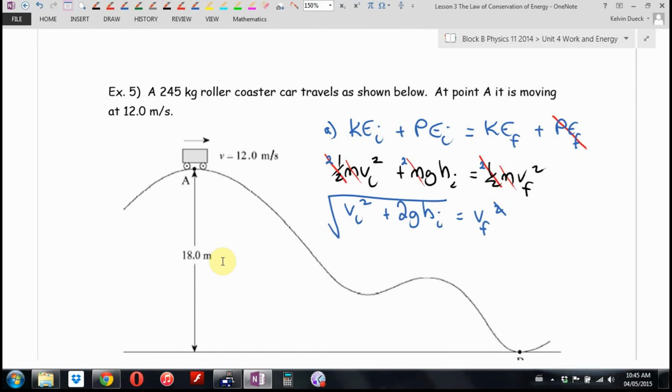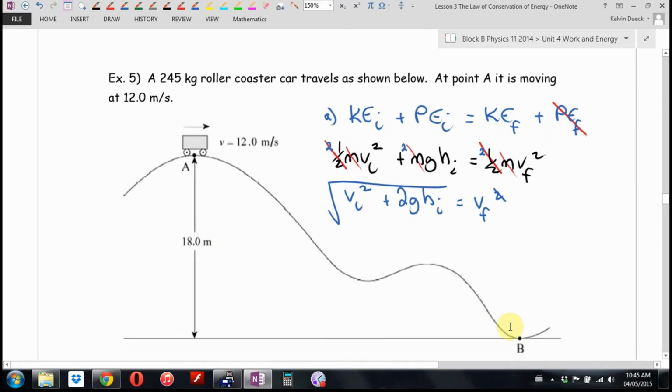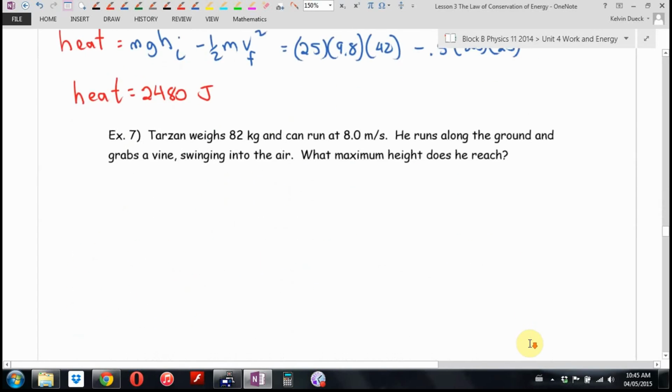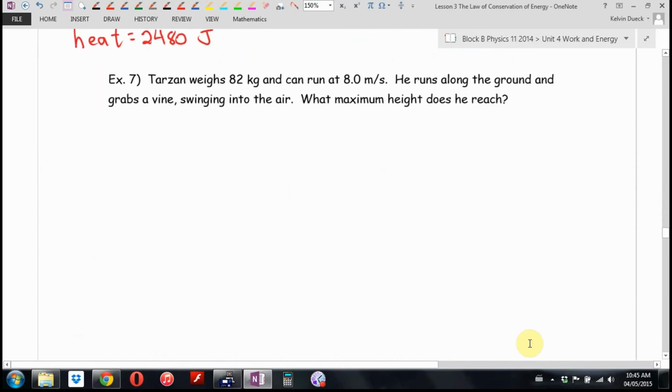Okay. Now I can ask you really 2 things. I can either say, how fast are you going at the bottom if I tell you how high the first hill is? Or I can tell you how fast you are going at the bottom and ask you how high the first hill is. You're either going to find this or speed at the bottom. Or heat. Anyways, Tarzan. Okay.